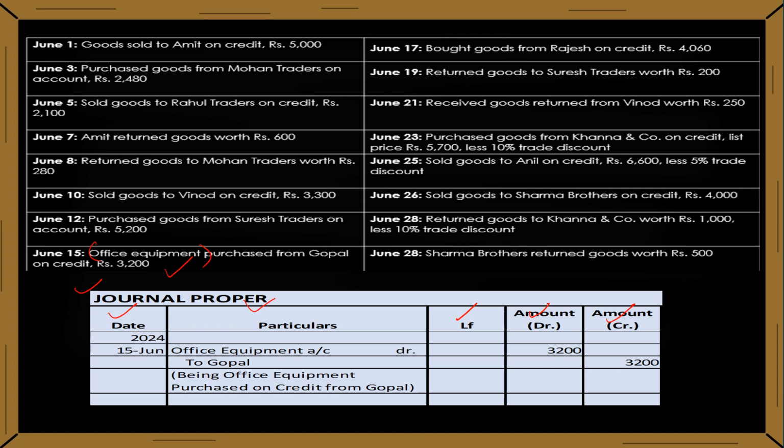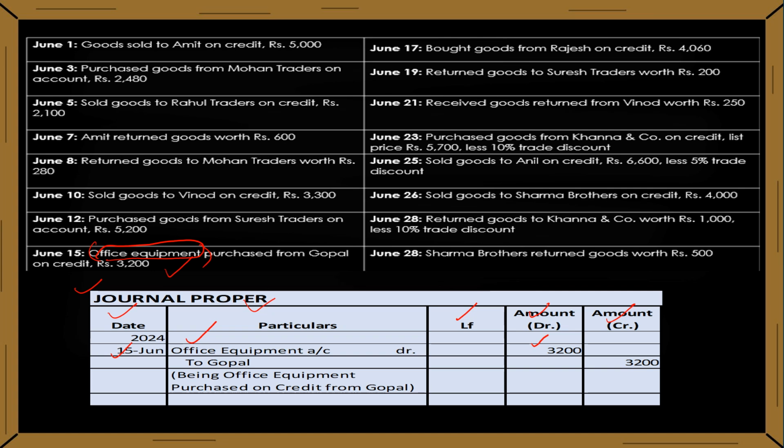Okay. So the journal entry for this is office equipment. Office equipment is an asset. When the asset value increases, we have to debit it. So we debit office equipment, that is office equipment account debit. Date is 15th June. On the debit side we write 3,200.